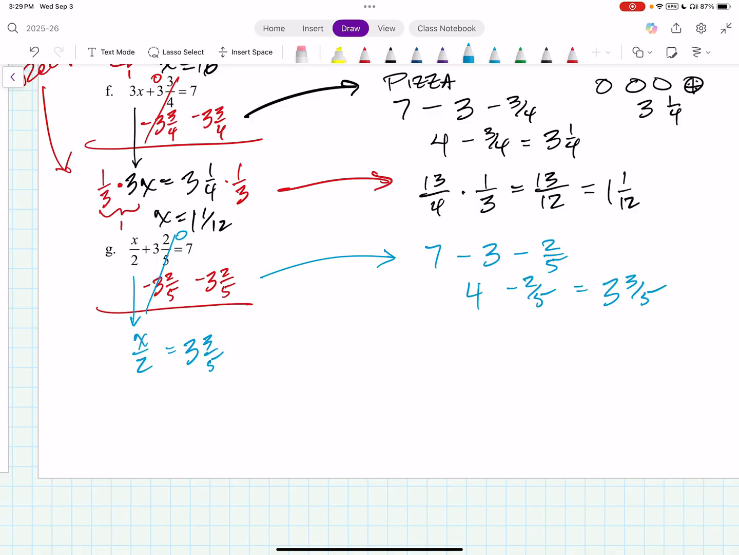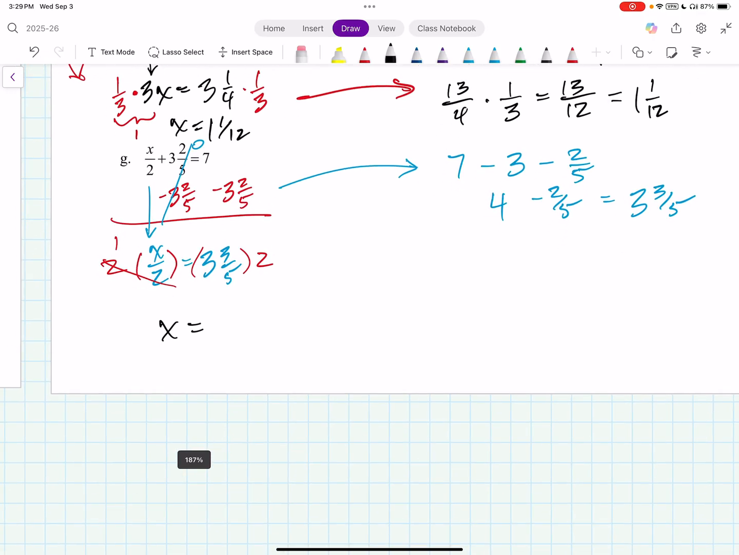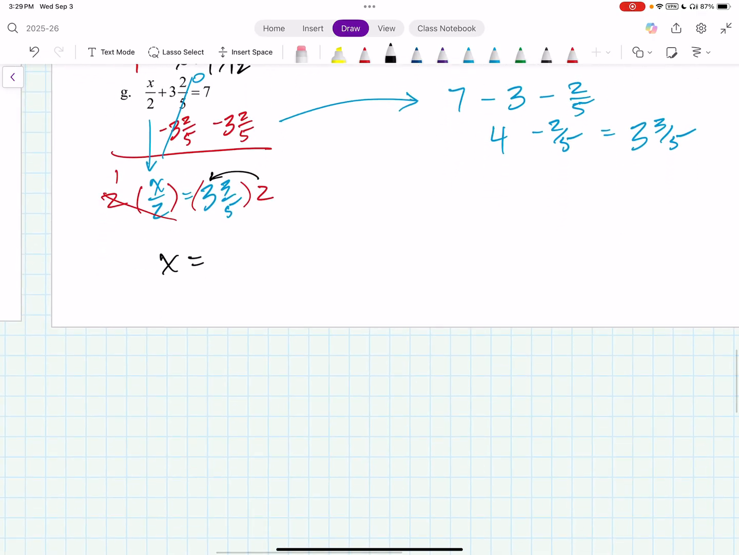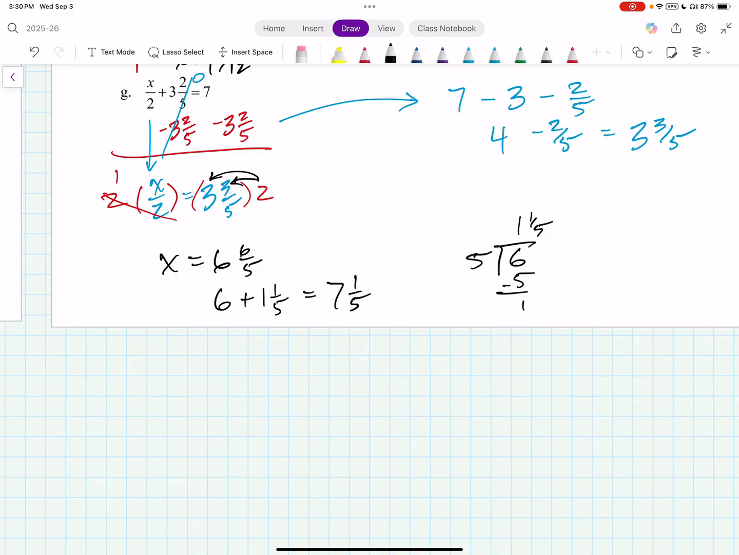Okay, and then you do the inverse. So here, the inverse of dividing is called multiplying. So you multiply both sides by 2. Simplify on the left-hand side. And you get x is equal to whatever 3 3/5 times 2 is. Distribute. 3 times 2 is 6. 2 times 3/5 is 6/5. So that's 6 plus something. 6/5 is 6 divided by 5, divides 1 time, remainder 1. So that's 1 1/5. So we have to add 6 plus 1 1/5, and obviously that is 7 1/5. All right, and there you go. That is the entire quiz.